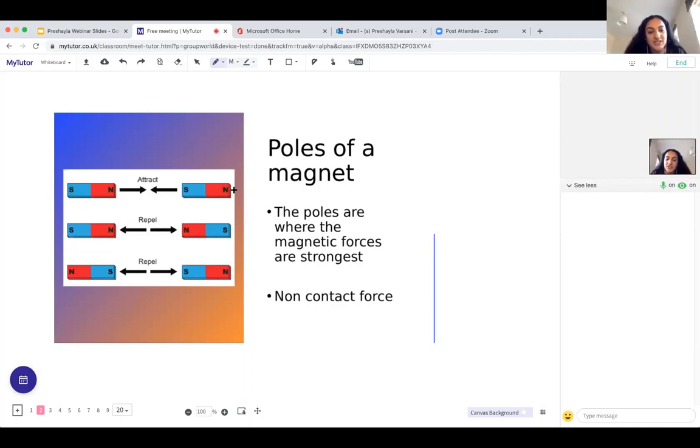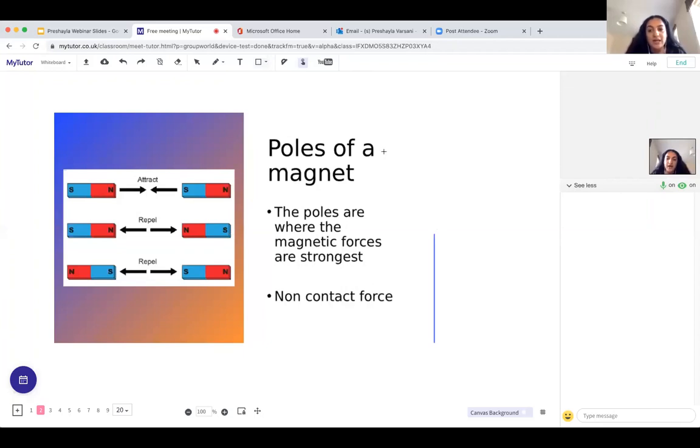Now, as you can see in the diagram, opposite poles attract and like poles repel. So if we have a north and a south pole like we do here, then they are going to attract each other. The same thing if it was a south here and a north here, they both attract as well. However, if we have the same pole, so for example north and north, then they are going to repel each other. Okay, so like poles repel.